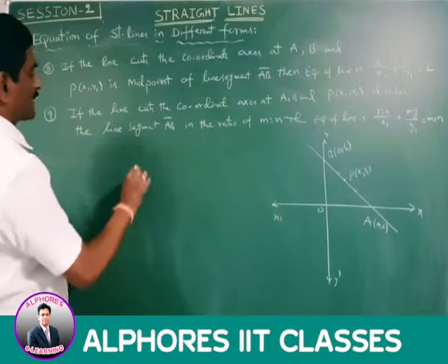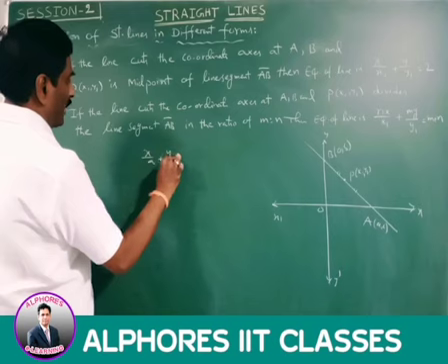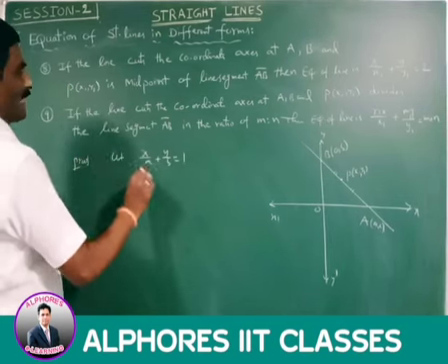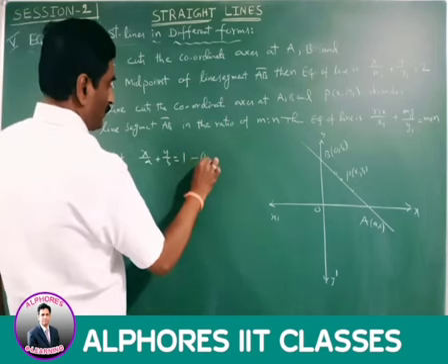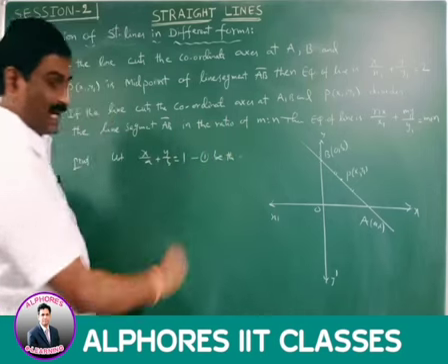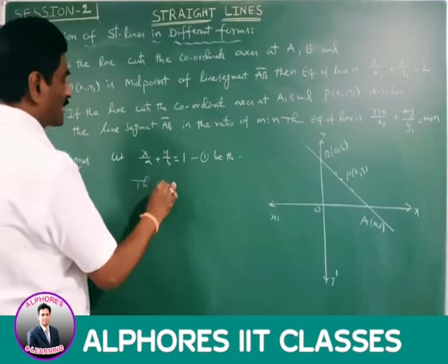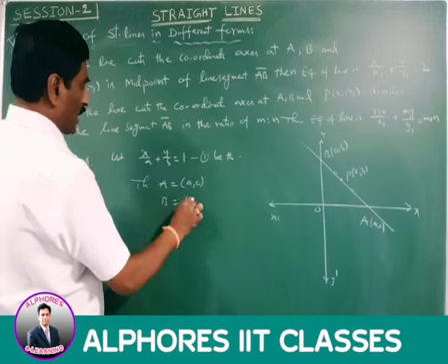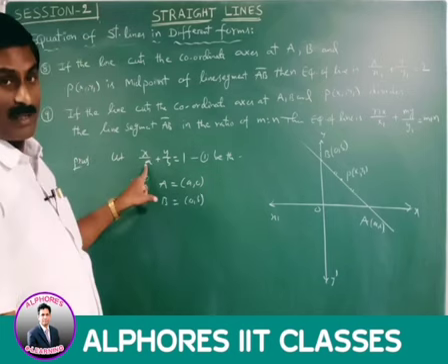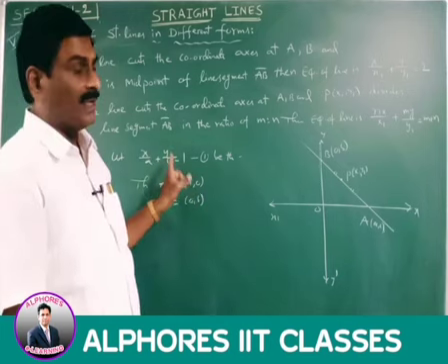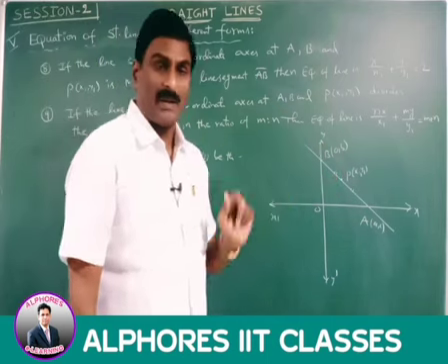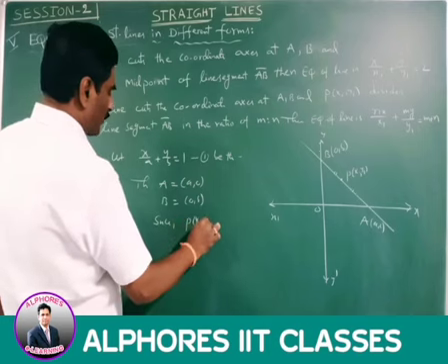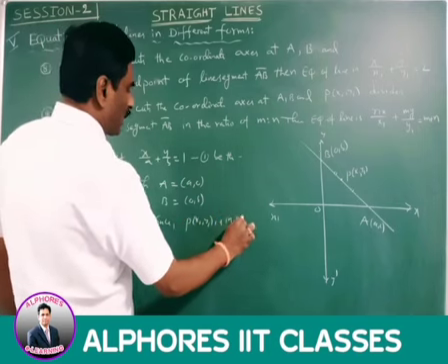Let x by a plus y by b is equal to 1 be the equation of the required line. Then automatically what are the values of A and B? A is equal to (a, 0) and B is equal to (0, b), since it cuts the x-axis at (a, 0) and y-axis at (0, b). From the given, P is the midpoint of AB. Since P(x1, y1) is the midpoint of line segment AB.